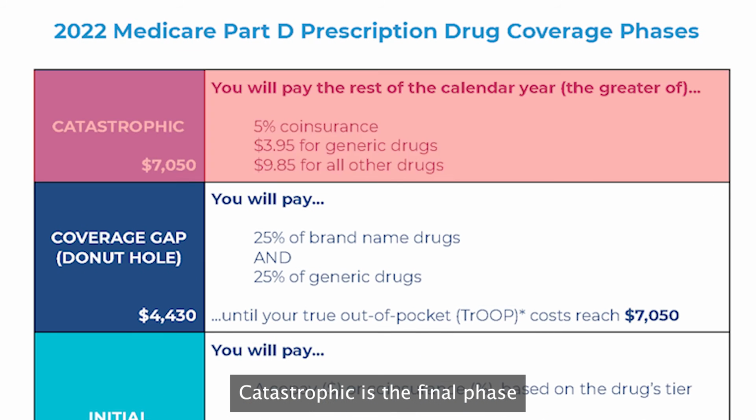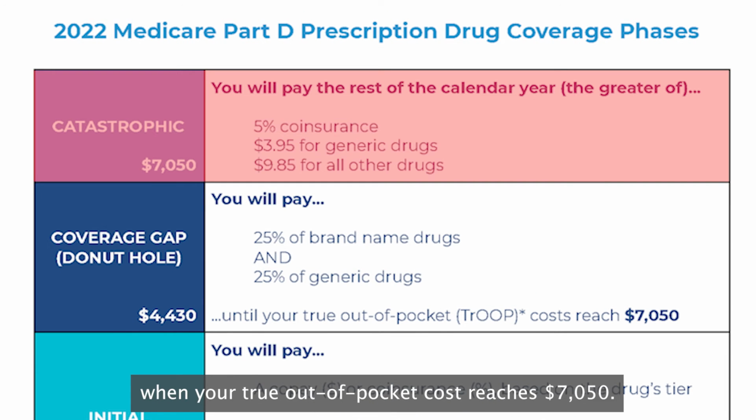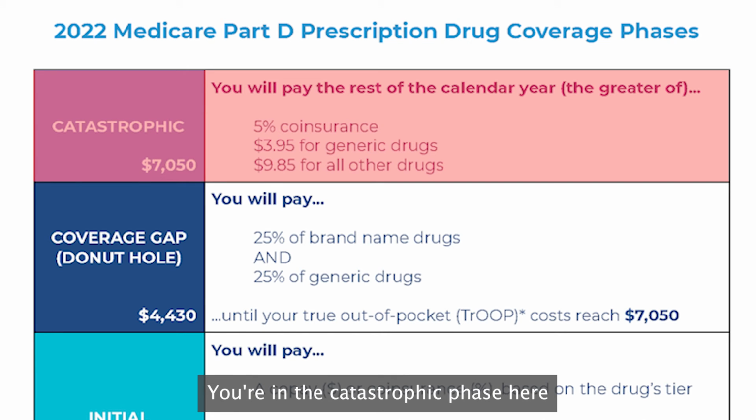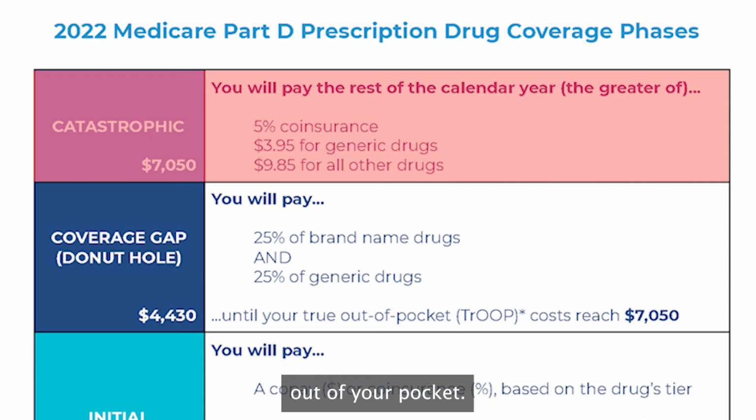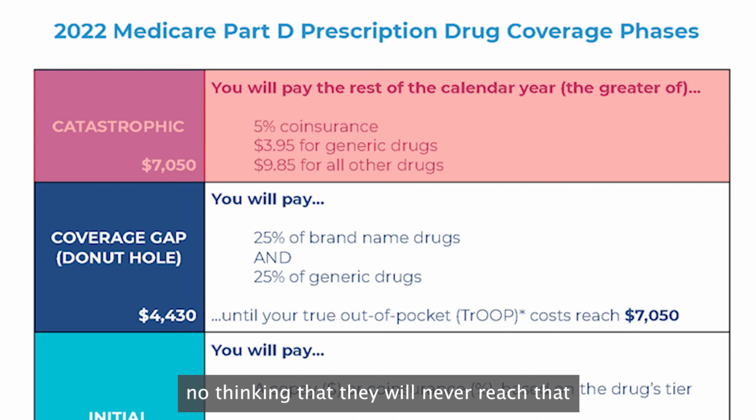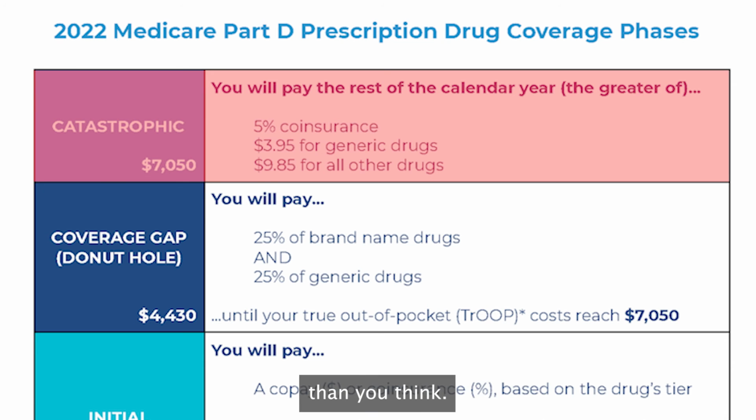Catastrophic is the final phase. When your true out-of-pocket cost reaches $7,050, you're in the catastrophic phase. Here, for the remainder of the year, you will pay the higher of $3.95 for generics, $9.85 for other drugs, or 5% of the drug's full gross cost. But you don't actually have to pay $7,050 out of your pocket. Most people see that number, thinking that they will never reach that in drug costs, but it's easier to get to the catastrophic phase than you think.